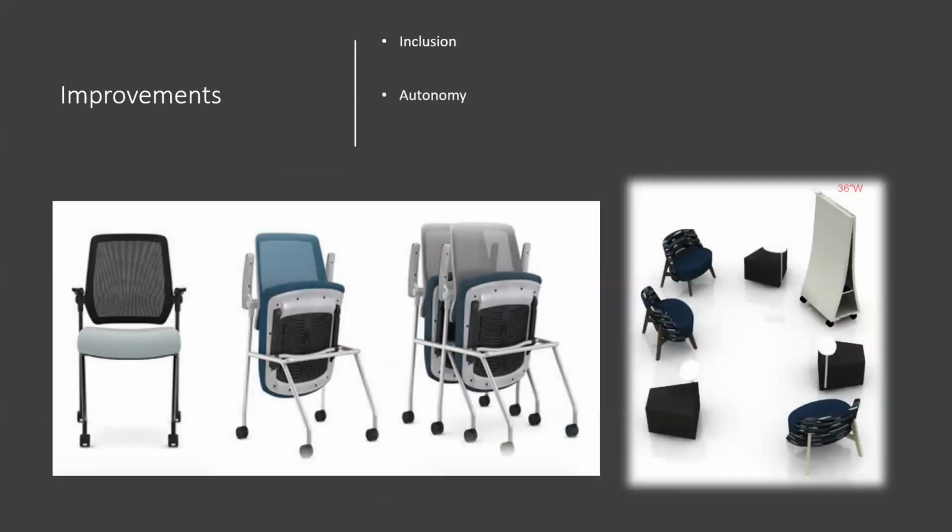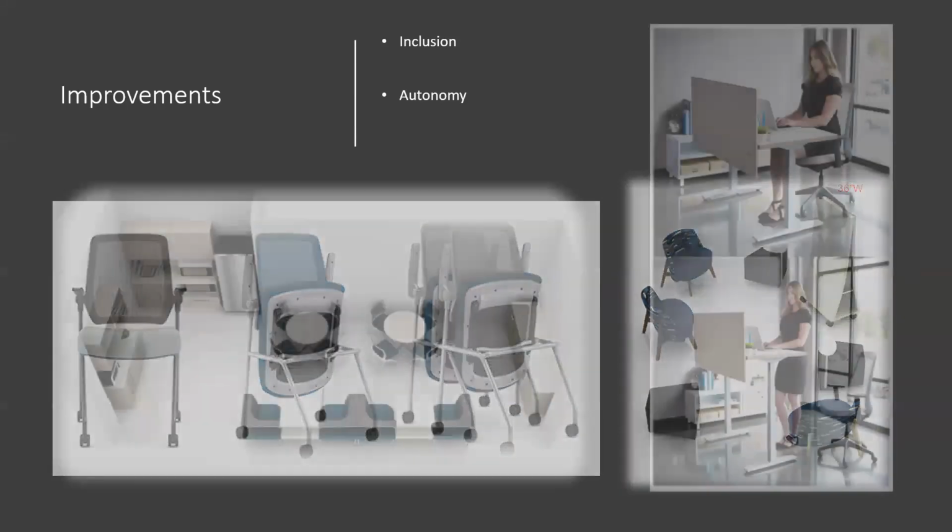In regards to autonomy, the furniture provided will be movable, meaning the student or the group of students are able to move the furniture independently as they see fit for the current situation. For example, you see here the collapsible chairs that can be stored away to get some space in a room or area. Or the chairs here on your right, or ottomans, and the whiteboard that can be easily movable due to their wheels.